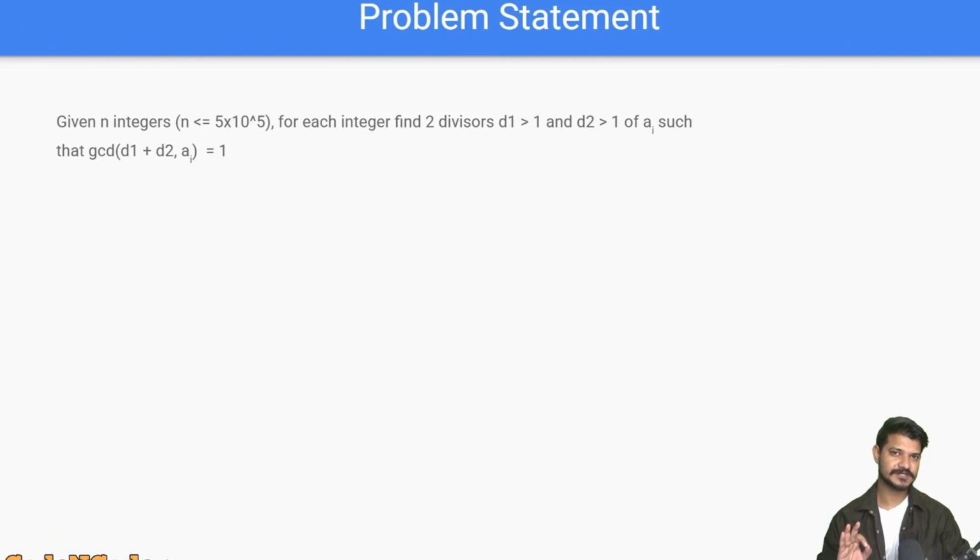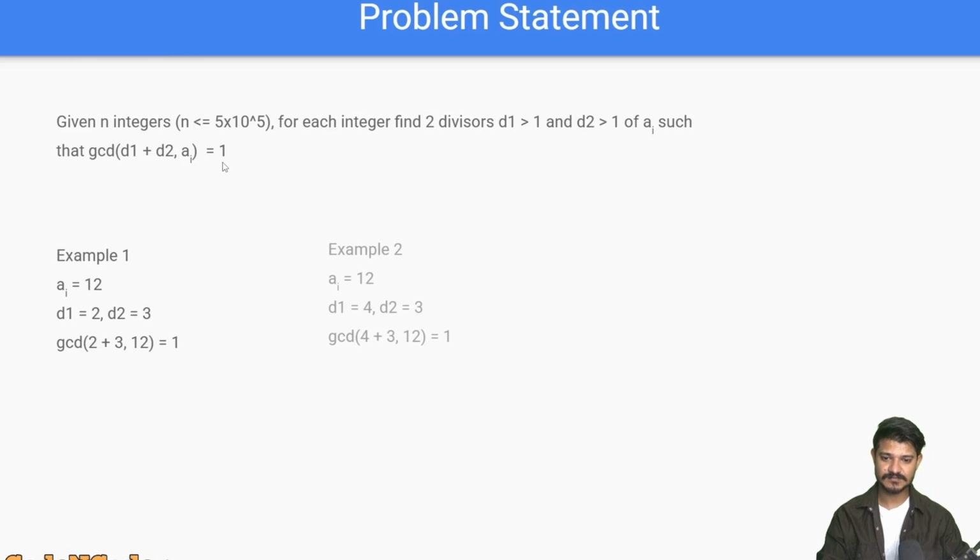You are given an integer n, and then you will be given n integers. n can be as large as 5 times 10 to the power 5, so these many integers can be given in the worst case. For each integer, you have to find two divisors, both of them greater than 1, such that d1 plus d2 and ai are co-prime. That means the GCD of d1 plus d2 comma ai, the ith number for which we are calculating two divisors, should be 1.